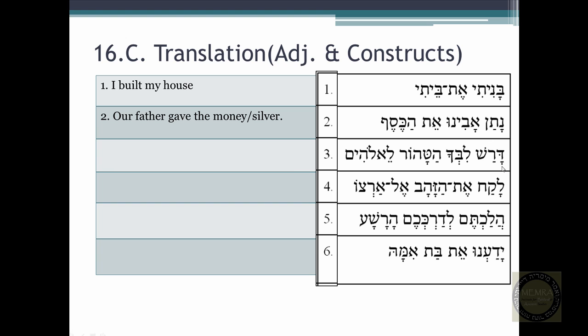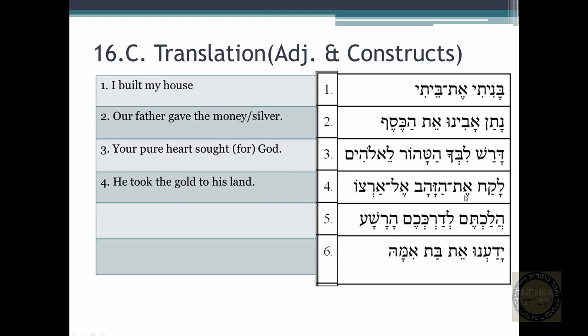Number 3, darash, verb, no prefix, again no suffix, so it's third masculine singular. Then we have libkha hatahor lelohim. So we have here libkha, that's your heart, and we have hatahor, your pure heart sought for God. We have "for" because we have lelohim here. Sometimes without the lamed it would be "sought God," but we have here the preposition.